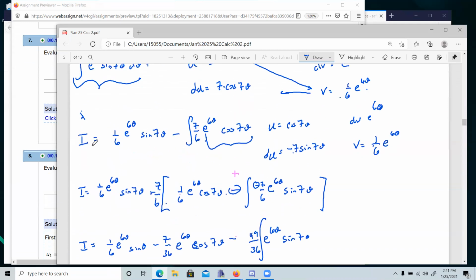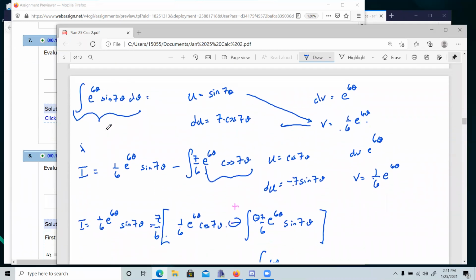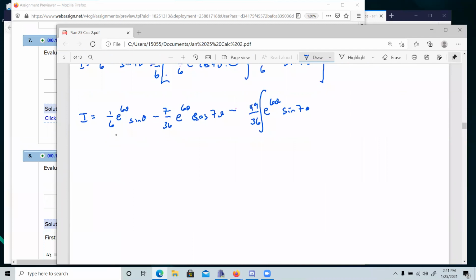So remember, what was I? I was e to the 6 theta sine 7 theta, right? This was the integral of e to the 6 theta sine 7 theta d theta. Do you see anything that looks like e to the 6 theta sine 7 theta somewhere? That's why we call this I. So this is I is equal to 1/6 e to the 6 theta sine 7 theta, not an integral. So it's not the same thing.